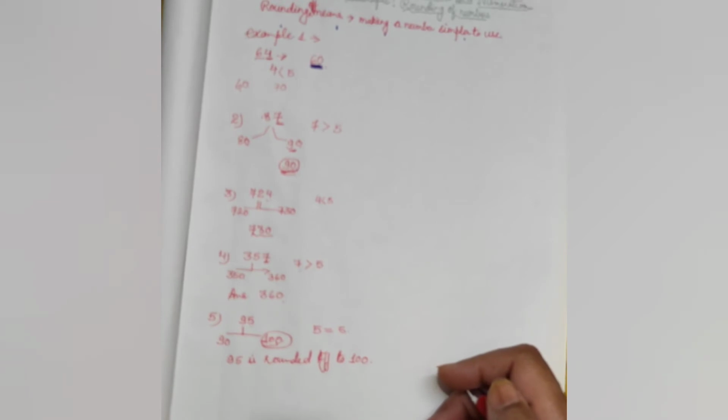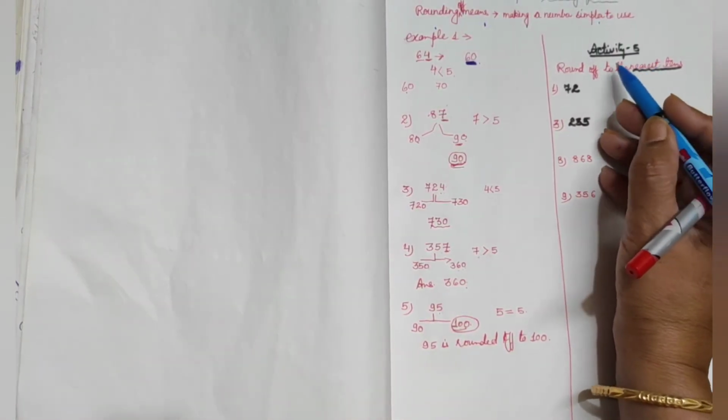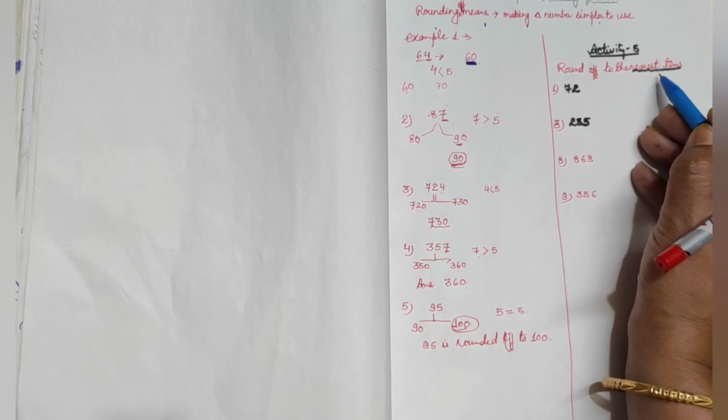Students, remember 2 points. If the digit at the ones place is less than 5, we round off to the lower number. Second, if the digit at the ones place is 5 or more than 5, we round off to the upper number. Let's see activity questions. Round off to the nearest 10.